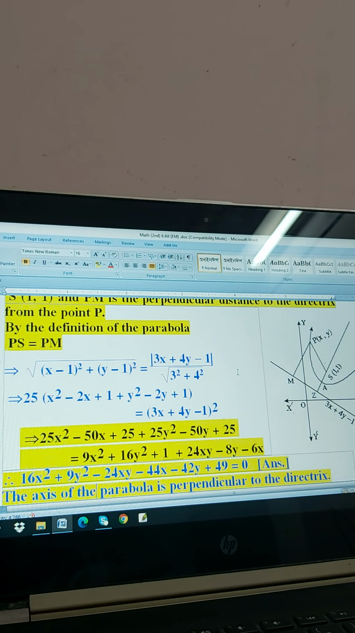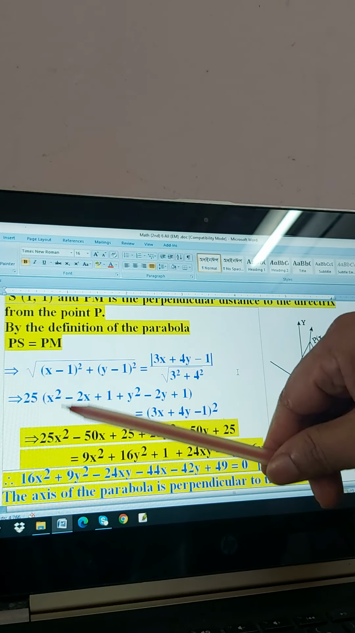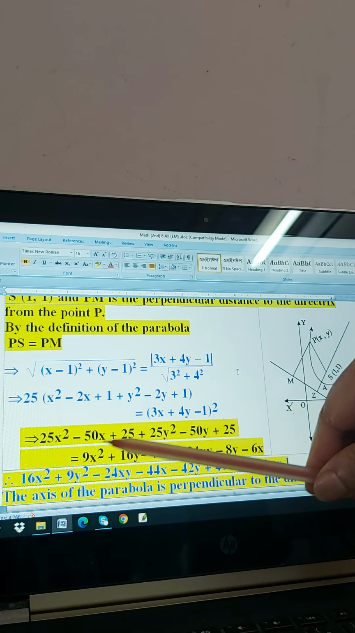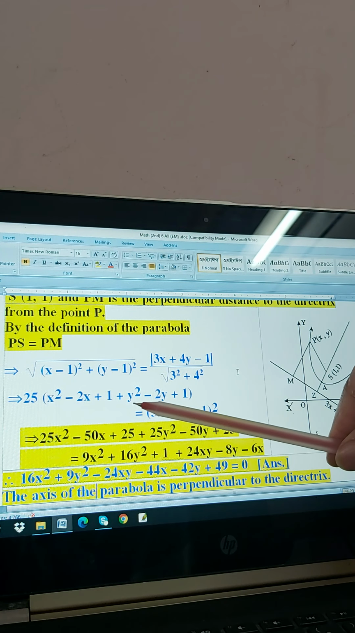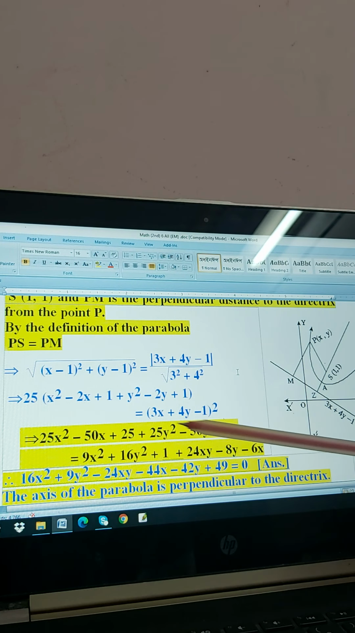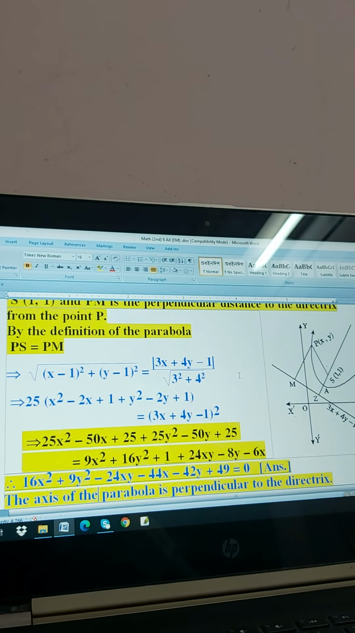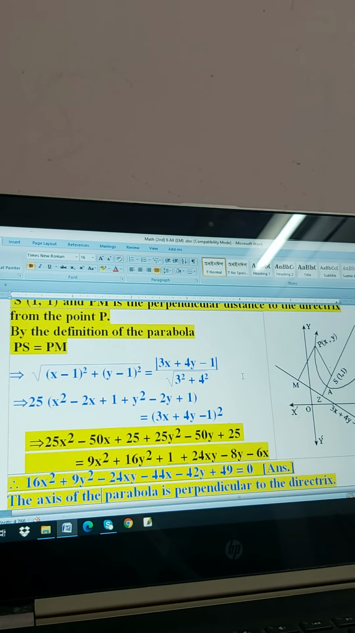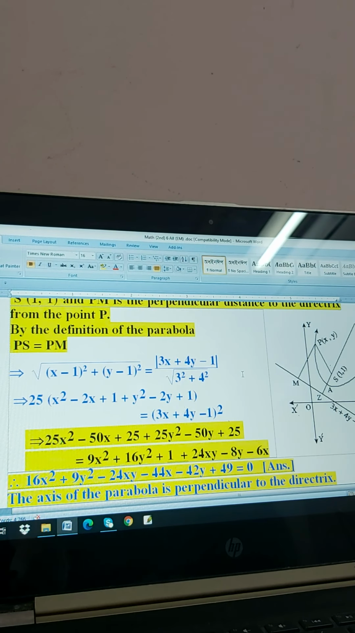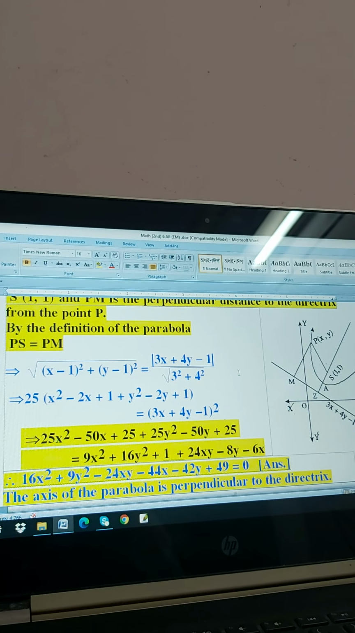Now the next calculation. Remove the brackets: 25x square minus 25 into 2x, that is minus 50x, plus 25, plus 25y square, 25 into minus 2y, that is minus 50y, and 25 into 1, that is 25. For the right side, apply (a plus b plus c) whole square equal to a square plus b square plus c square plus 2ab plus 2bc plus 2ca.